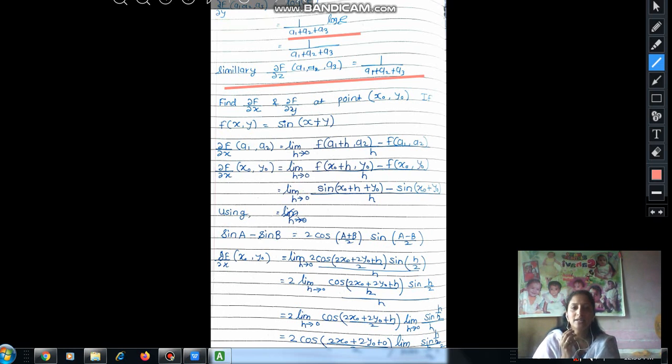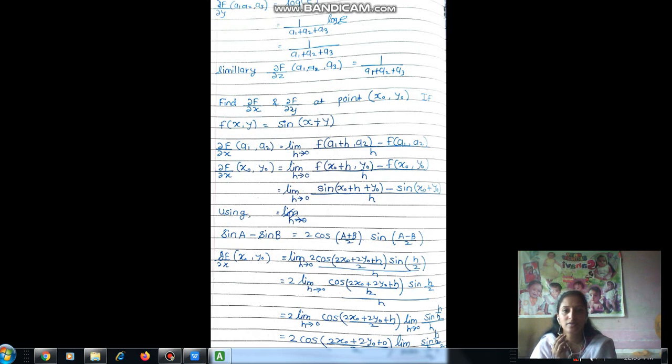Okay, do you understand? Now we consider one more example. Find dou f by dou x and dou f by dou y at x0 y0 if f of xy is equal to sin of x plus y. Now our function is sin of x plus y and we have to find dou f by dou x and dou f by dou y. So now dou f by dou x at a1 a2, you remember the definition of partial derivative: limit h tends to 0, f of a1 plus h, a2 minus f of a1 a2 upon h.